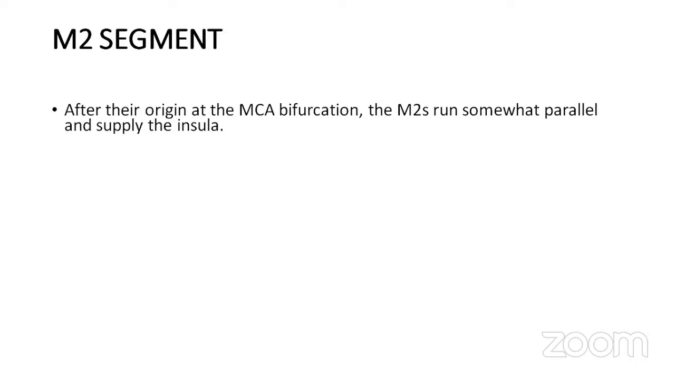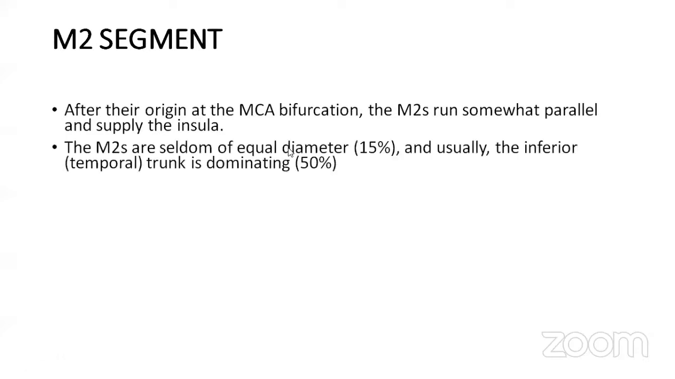Now coming to the M2 segment, this is actually a short segment. After their origin at the MCA bifurcation, the M2s run somewhat parallel and they supply the insula. So the M2 segment is also called the insular segment that we have already studied. The M2s are actually two trunks. So you have a superior trunk, which is also called the frontal trunk, and the inferior trunk, which is also called the temporal trunk that we saw diagrammatically. They are seldom of equal diameter, only in around 15% of cases, and mostly the inferior trunk or the temporal trunk is a dominant one in around 50% of the cases.